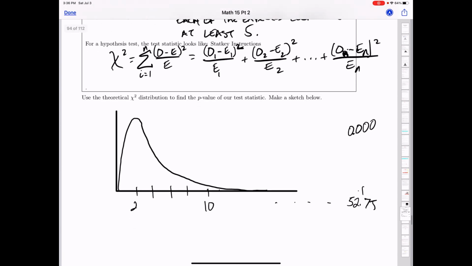All right, so I'm going to cut this video here, and in part 2, we're going to look at a case where all the proportions in our null hypothesis are not the same.